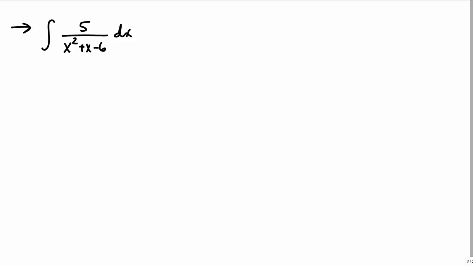Now, we could try to integrate this as is. We could say, oh, let's let u equal x squared plus x minus 6, and then du would be 2x plus 1 dx, and you can see we don't have anything that could get us to a 2x plus 1. It's just not there. So this doesn't work. I don't have what I need to get for my du here.